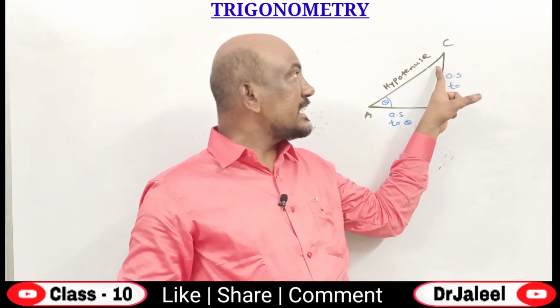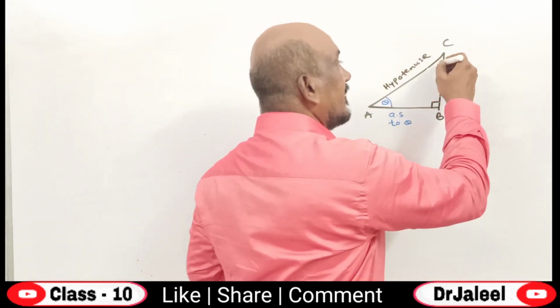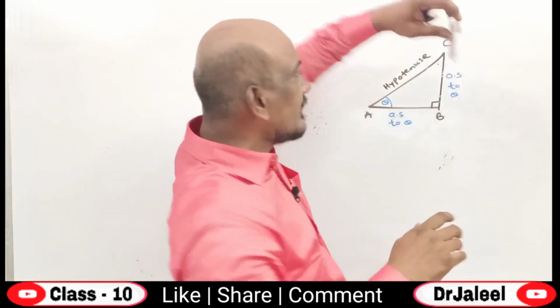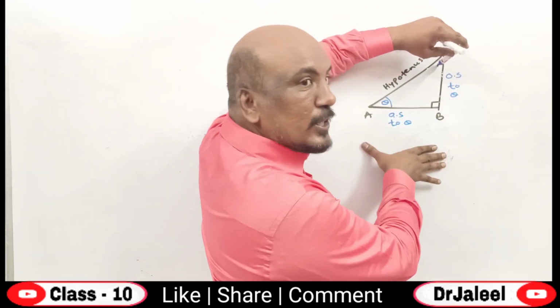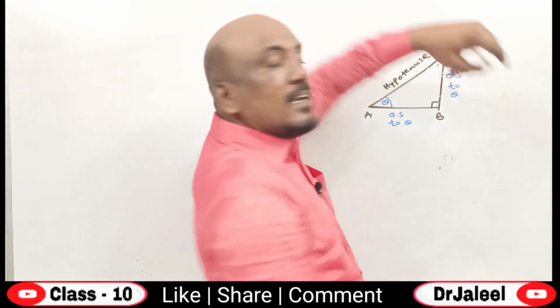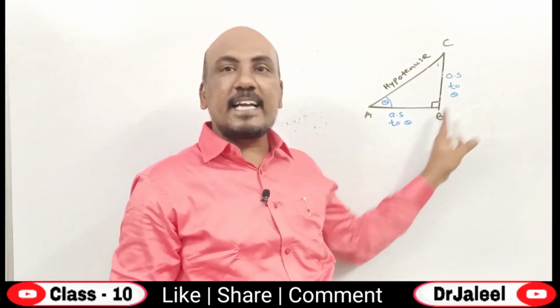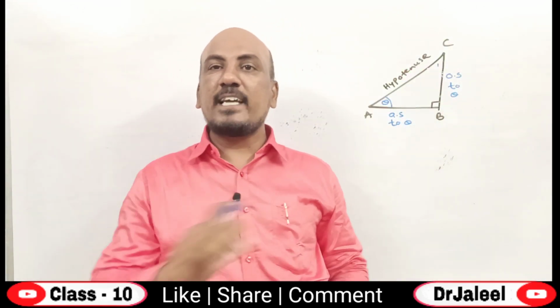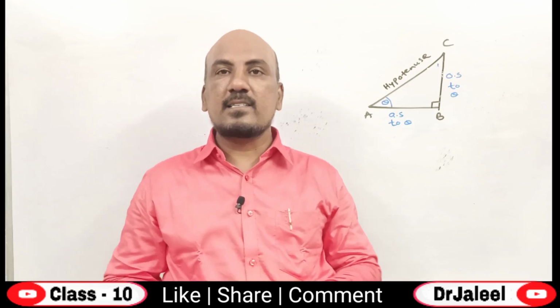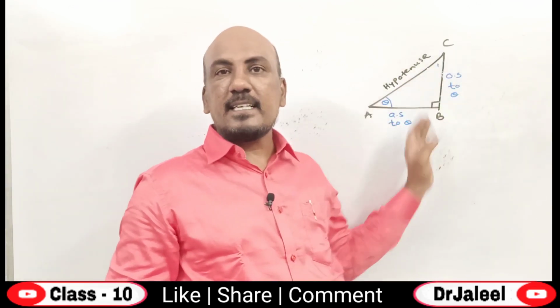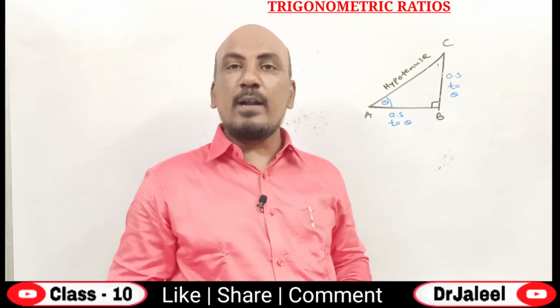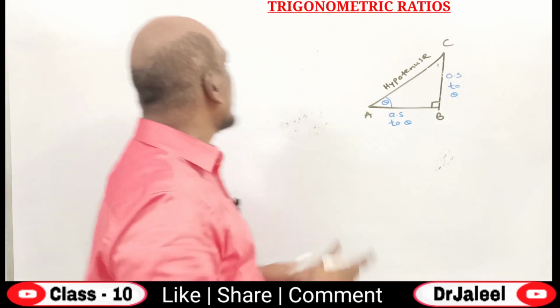Children, if the theta is here, if you consider this angle, then your opposite and adjacent will change. If this is the angle, this is going to be the opposite side and this is going to be the adjacent side. So the opposite side and adjacent side can change depending on the angles. We have named all the three sides. So now let's get into the trigonometric ratios.